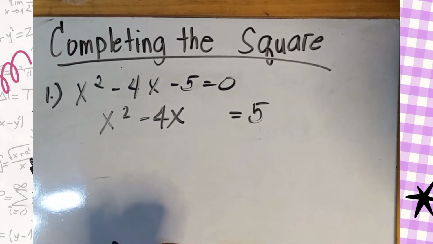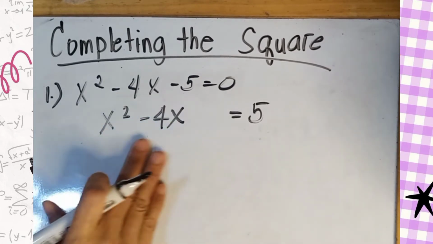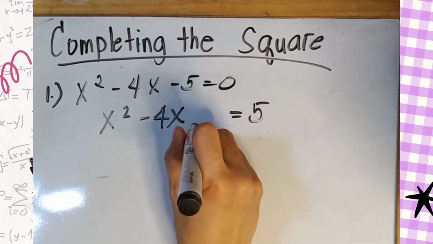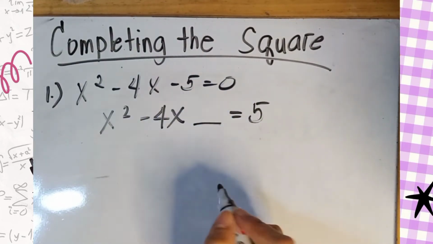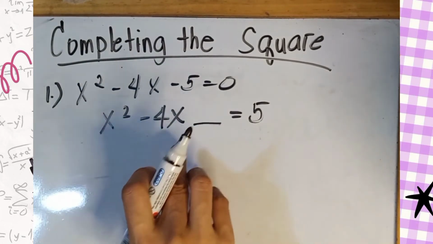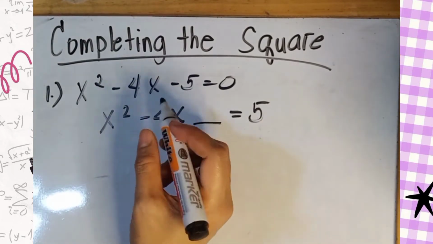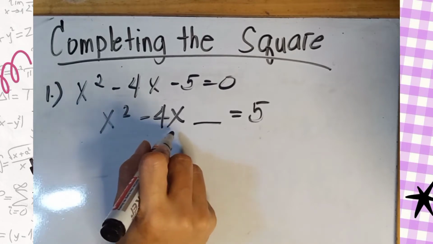Okay. So, to make our term dito sa side na to a perfect square trinomial, we have to find out what is the missing term or the third term here. So, paano natin malalaman yung missing term para maging siyang perfect square trinomial? So, we are just going to look at the middle term. Middle term is negative 4x.